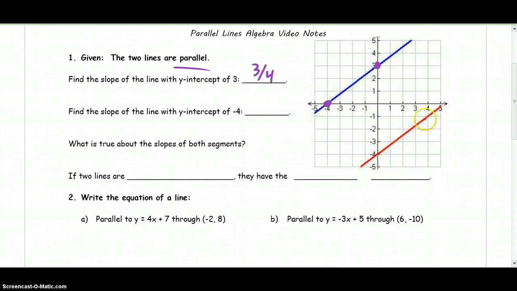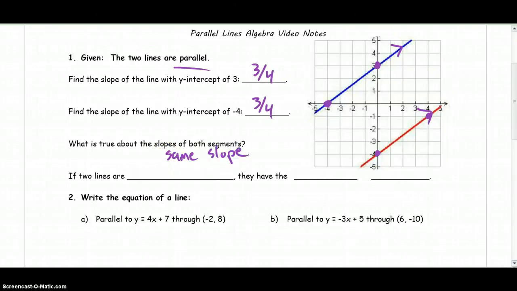Now the slope of this parallel line, in red, it looks like there's a point down here at 0, negative 4, and another point right here at 4, negative 1. So if I count that slope, it looks like I go up 3 and over 4 as well, or a slope of 3/4. So it seems to be what's true about these segments is they have the same slope at 3 over 4.